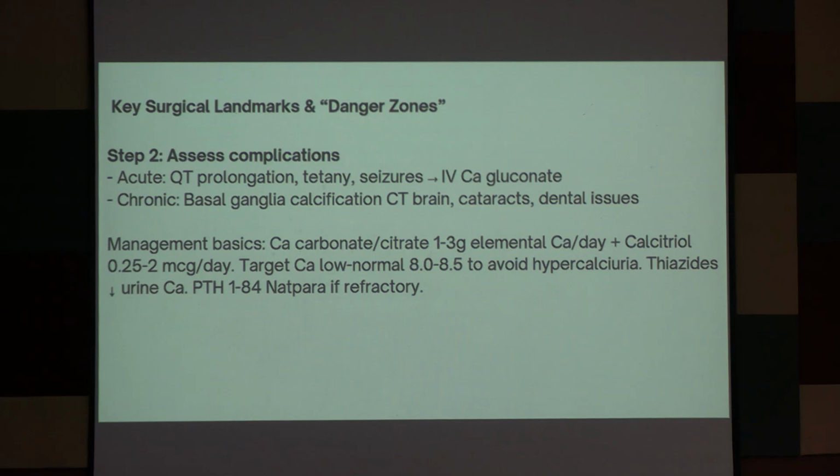Management basics: calcium carbonate or citrate, 1 to 3 gram elemental calcium per day, plus vitamin D. Target calcium low normal, 8 to 8.5, to avoid hypercalciuria. Thiazides to lower urine calcium. Parathyroid hormone 1-84, Natpara, if refractory. Parathyroid supplementation is very, very costly.